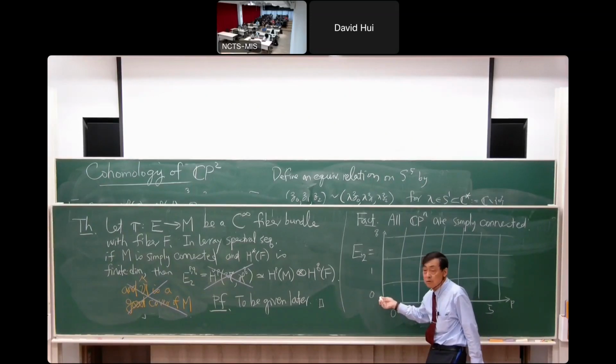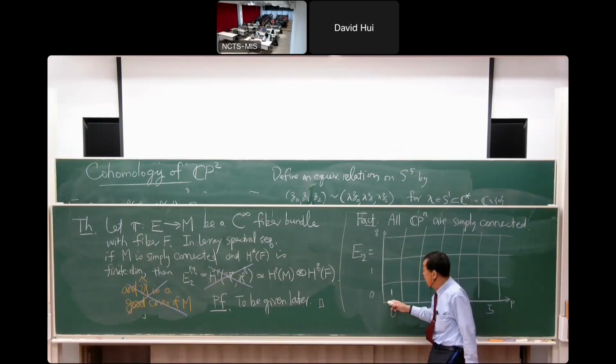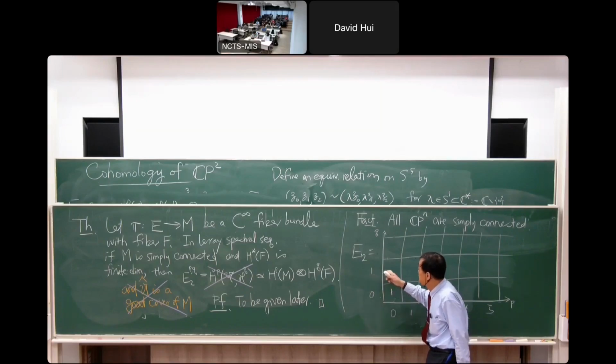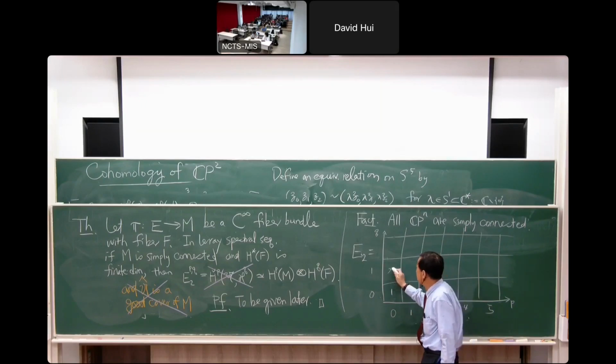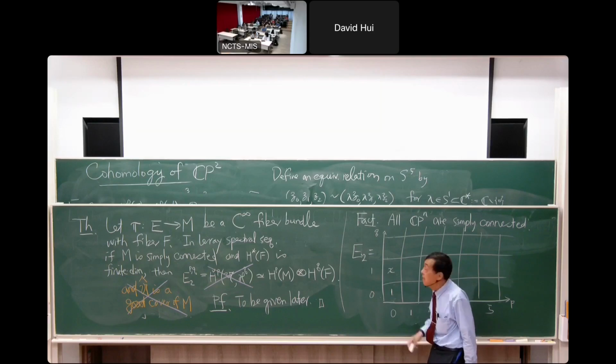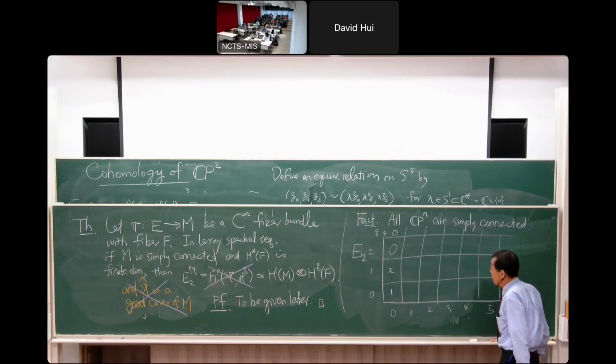In H0, it's R, generated by 1, the constant functions. I'm just writing down the generator. H1 of S1 is R, and it's generated by some one-form, but I'll call that X. And then it's all zeros. So E2 looks like that so far.